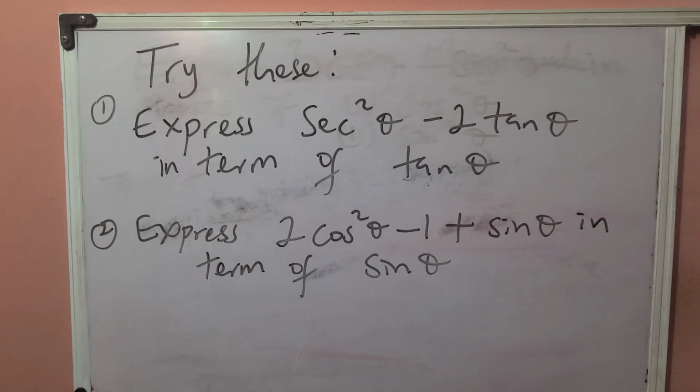So I want you to make an attempt at these 2 questions. The first one, you're supposed to express sec squared theta minus 2 tan theta in terms of just tan theta alone. And then the second one, you are supposed to express 2 cos squared theta minus 1 plus sine theta in terms of sine theta alone. So let me see your answer in the comment section. I really hope you're able to do it.